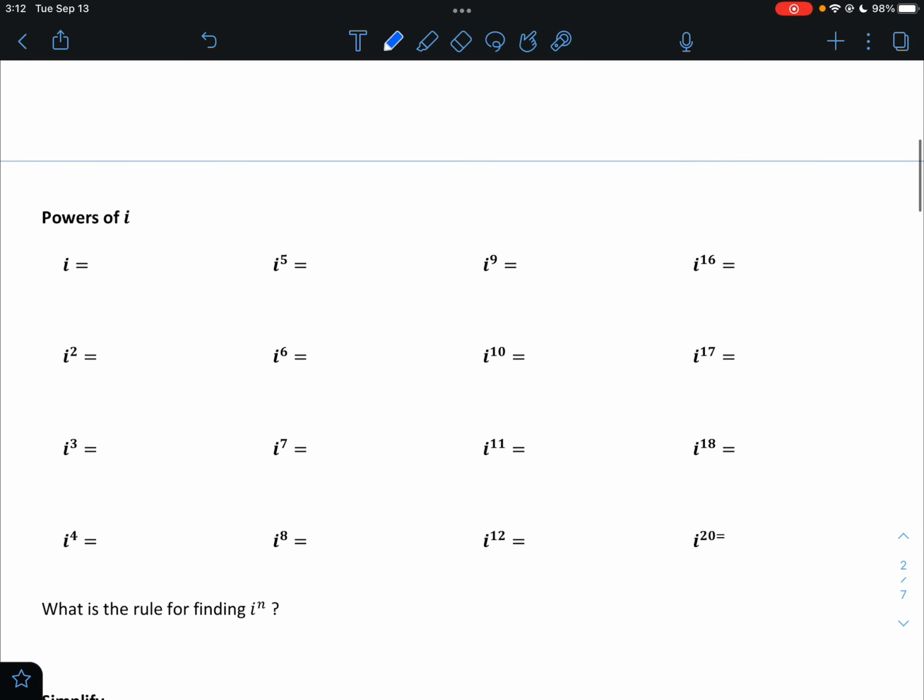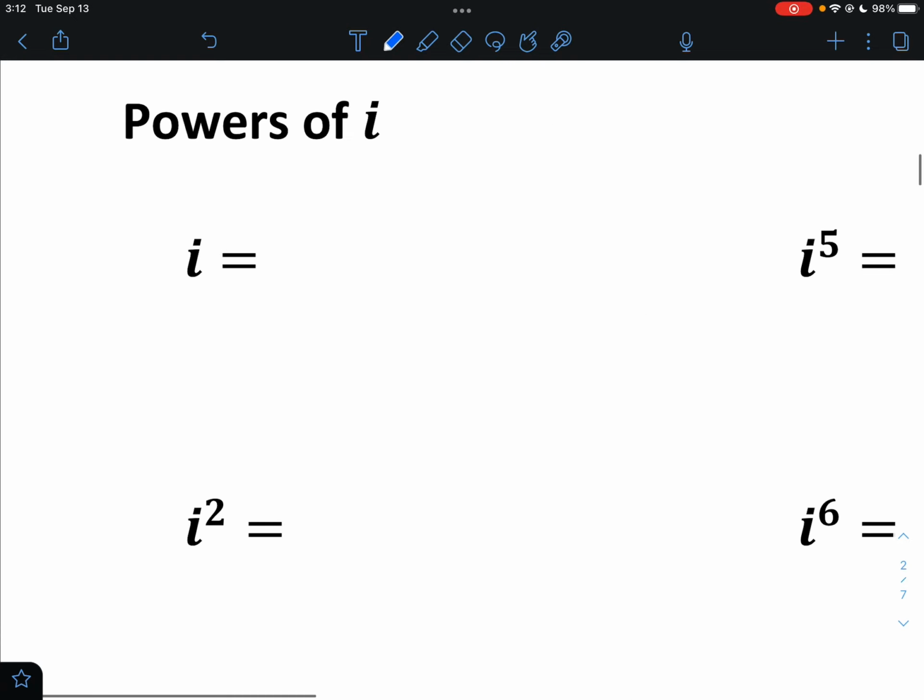Next, let's talk about the powers of i. So we just learned that i is the square root of negative 1. So i squared would be root negative 1 squared. When you square root a square, or square a square root, you get the inside, which is negative 1. So i squared is negative 1.